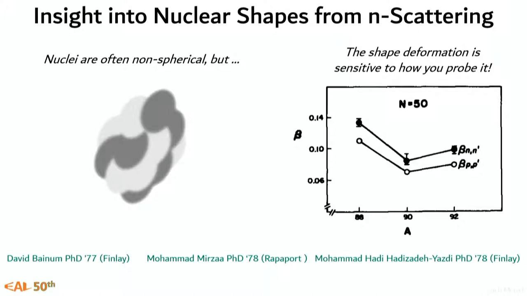One thing that the Edwards Lab helped contribute to is studying the shape of a nucleus. So when I put protons and neutrons together, they don't have to assemble in a sphere, and often they don't. Instead, they can be many different shapes. And one of the ways that you study these shapes is through neutron scattering, which again, the lab excels at.